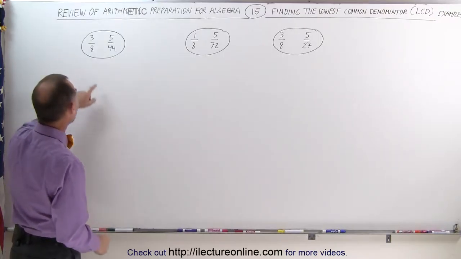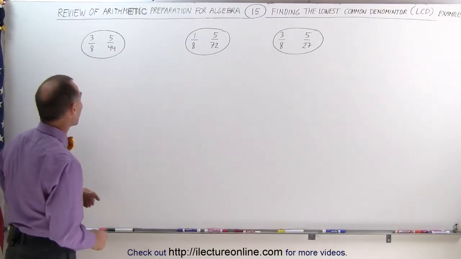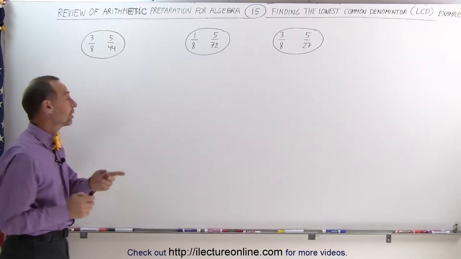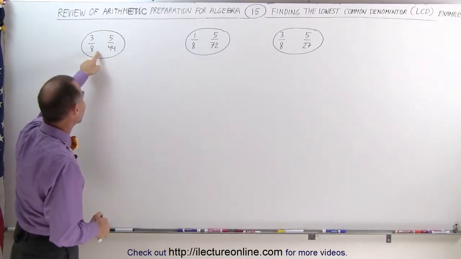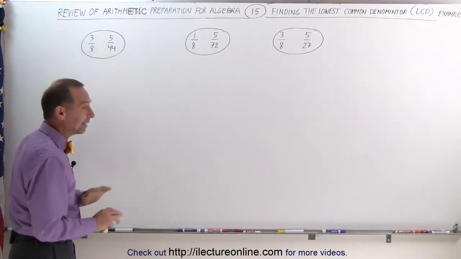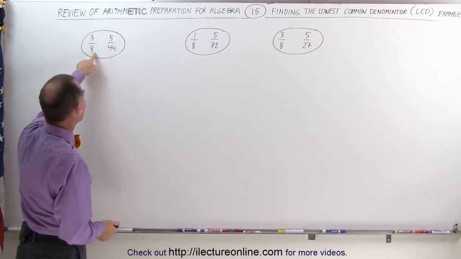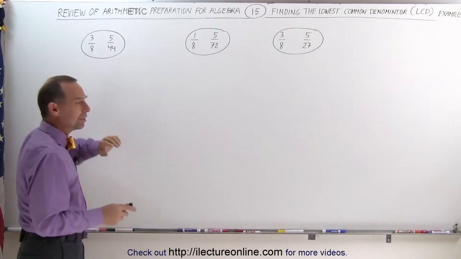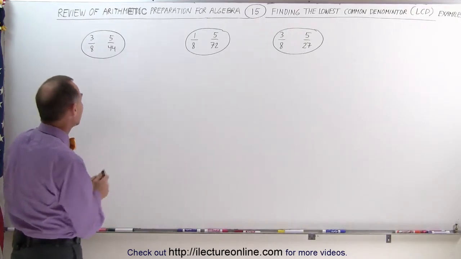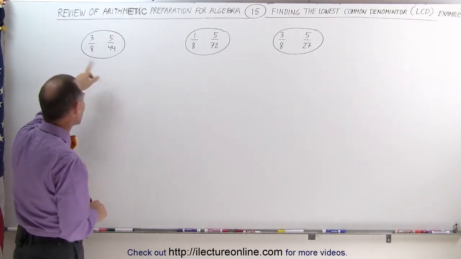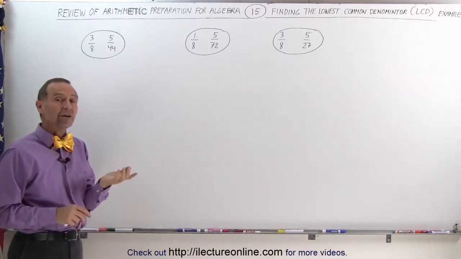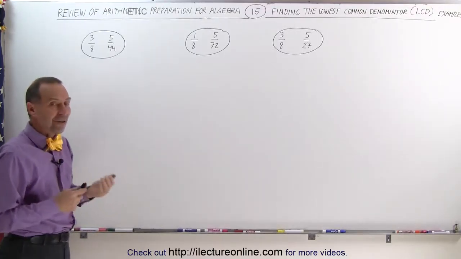The first example, we have 3/8 and 5/44. The first thing we want to do is to make sure that the smallest denominator does not fit evenly into the largest denominator. In this case, that's not the case. Secondly, they're not prime numbers, so we definitely don't want to try to multiply the two denominators together. They're both even, which means they share a prime number as a factor.